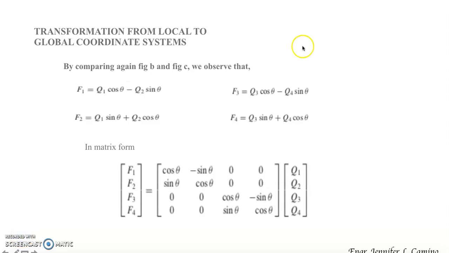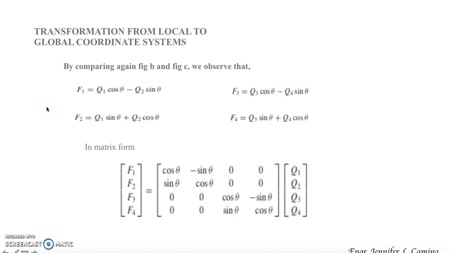Okay, let's continue our discussion. We are still on coordinate transformation. Now we move on to transformation from local to global coordinate system. So now we are going to consider transformation of member end forces and end displacement from local to global coordinate system. Same procedure, we're going to consider again figure B and figure C that we have shown a while ago.